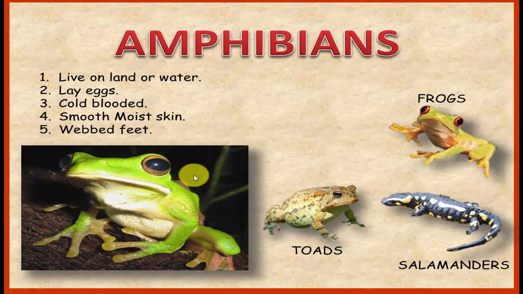Amphibians. We have frogs, salamander, and toads, pictured. Number 1, they live on land or water. Number 2, they lay eggs. Number 3, they're cold-blooded. Number 4, smooth, moist skin. And number 5, webbed feet.